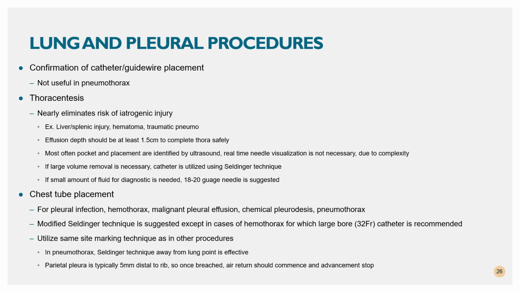However, the use of ultrasound in thoracentesis has been found to nearly eliminate any risk of iatrogenic injury. So things like nicking the liver or spleen, or creating a hematoma by advancing through a costal artery or vein, or causing a traumatic pneumo. All of those things can nearly be eliminated by just guiding yourself with ultrasound.